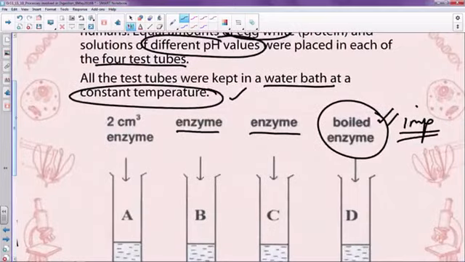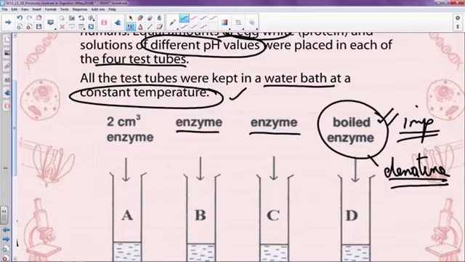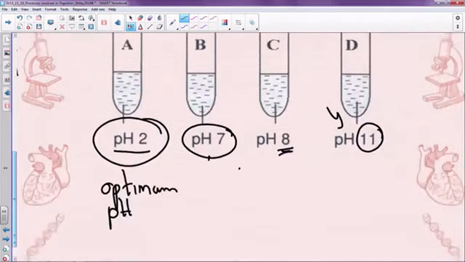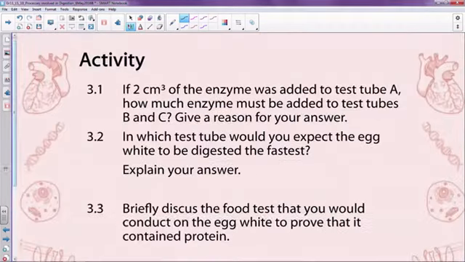What you need to note here is that any enzyme that is boiled should be denatured, and hence you're probably not going to expect any enzyme activity occurring in that test tube. Here we've got different pHs, which we will look at in terms of the context of what questions are based on this. So let's look at these questions.